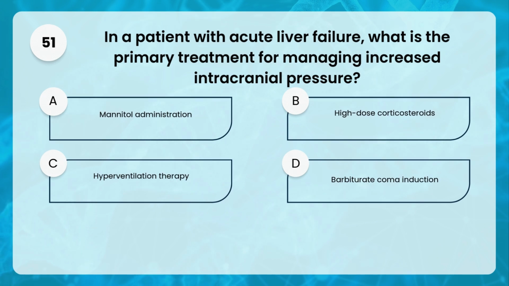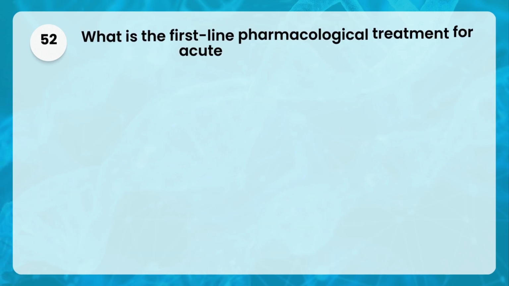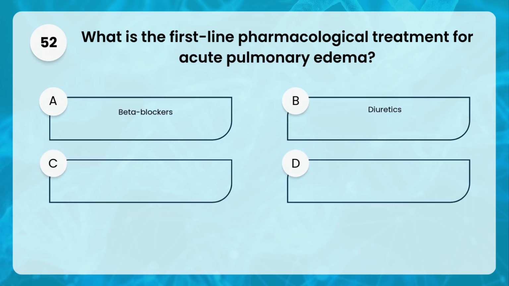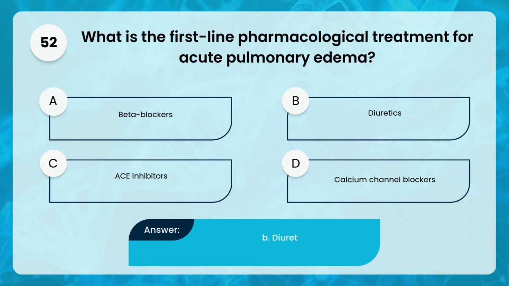A, mannitol administration, B, high-dose corticosteroids, C, hyperventilation therapy, or D, barbiturate coma induction? The answer is A, mannitol administration. Number 52. What is the first-line pharmacological treatment for acute pulmonary edema? A, beta blockers, B, diuretics, C, ACE inhibitors, or D, calcium channel blockers? The answer is B, diuretics.